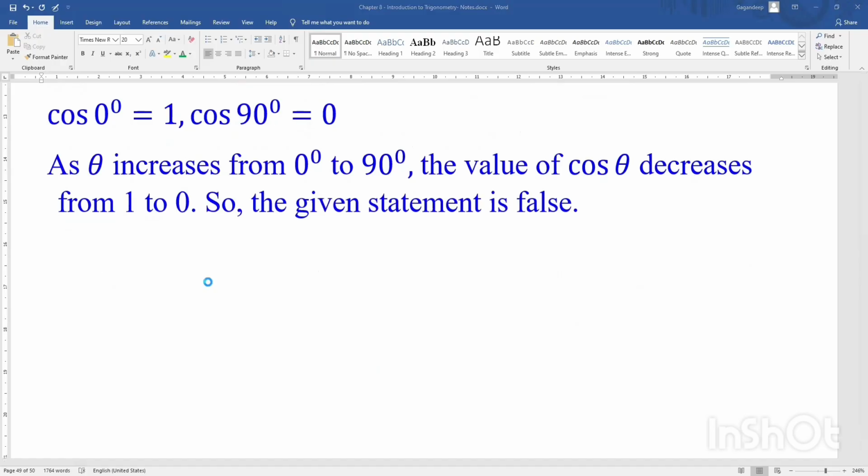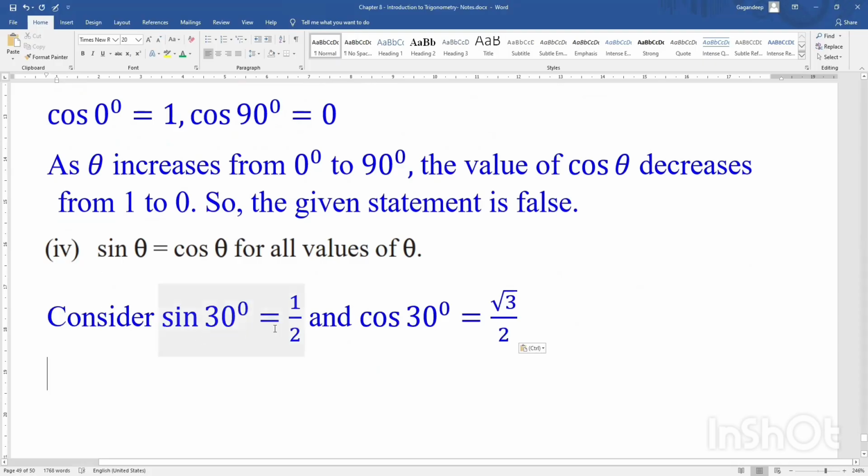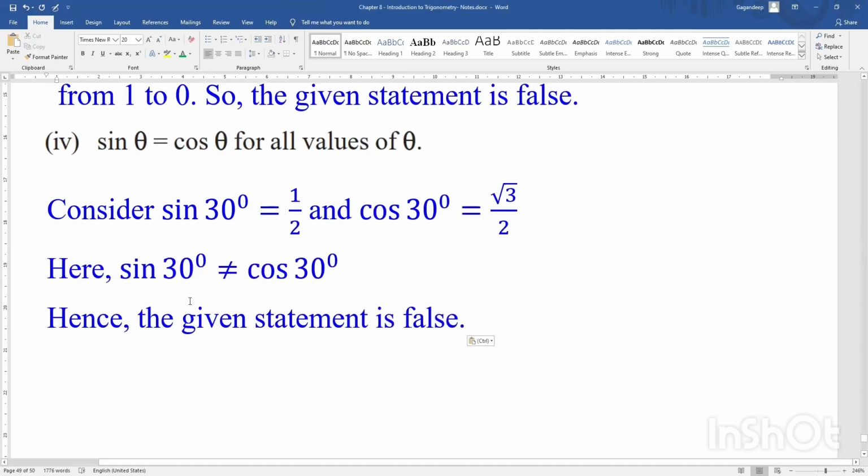Then I have the fourth question: sin theta equals cos theta for all values of theta. For this also I take one example. Consider sin 30 as 1 by 2 and cos 30 as root 3 by 2. Now we observe clearly that these values are not equal, right? So sin 30 is not equal to cos 30, hence the given statement is false.